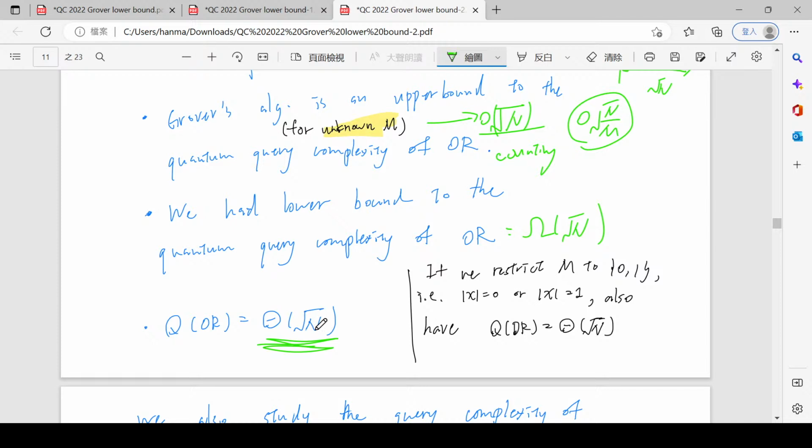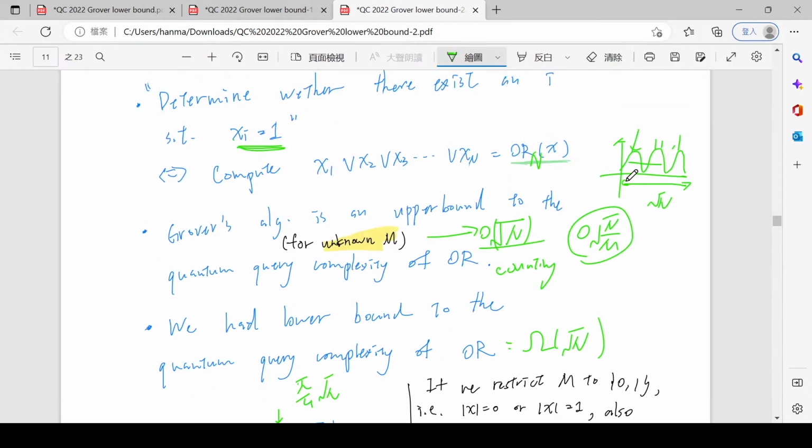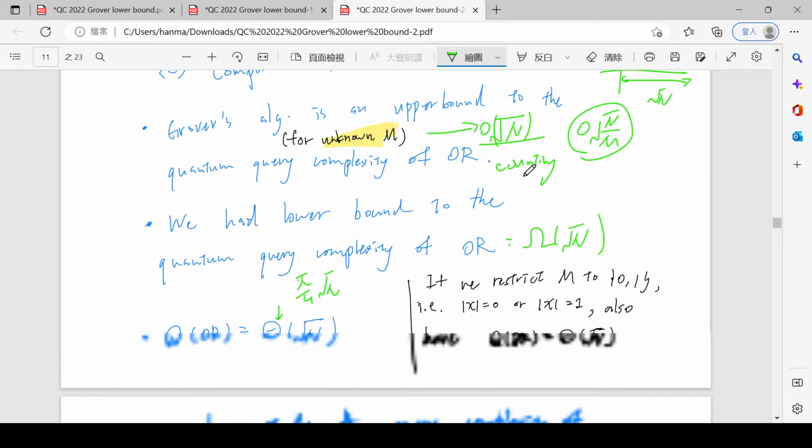It's asymptotically tight. And because this is a very clean and simple function, people have worked this down to even constants. I think if you try very hard, you can also show that pi over 4 square root n is totally tight, up to, I don't know, additive error or something. But yes, people have done this very tightly. Okay, that's very cool. We have found the quantum query complexity of one function.